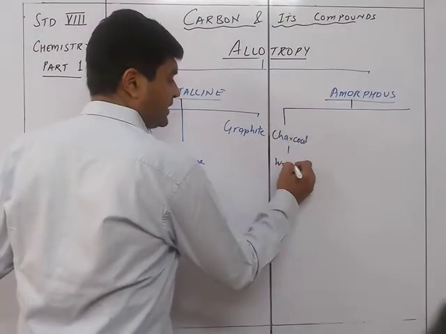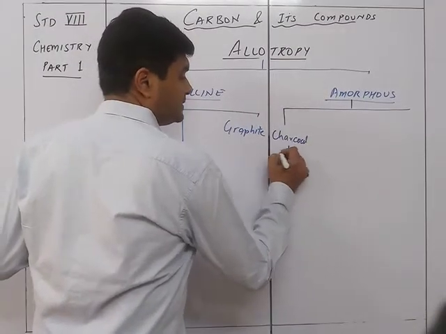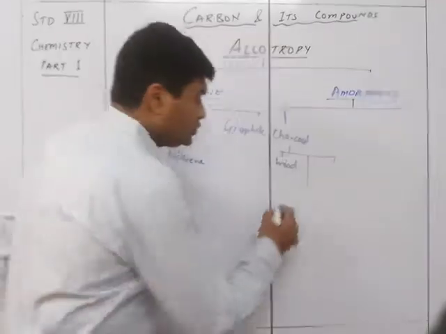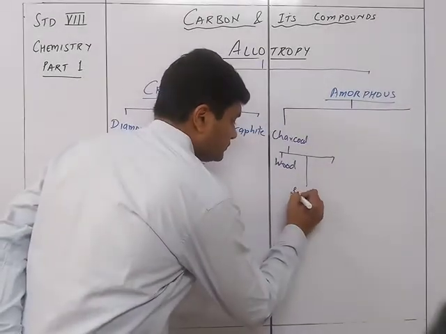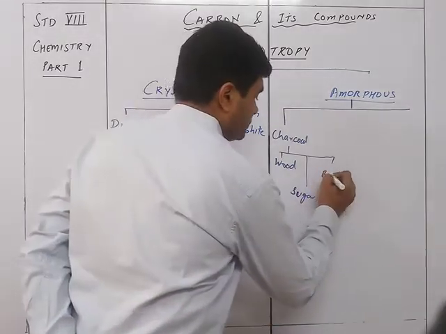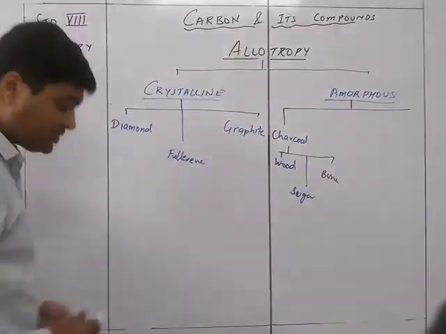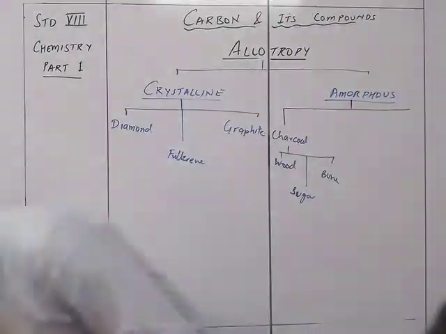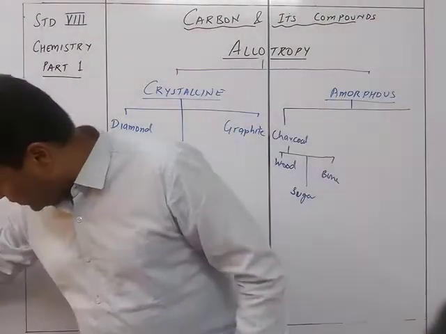First is the wood charcoal. The second one is the sugar charcoal. And the third one is bone charcoal. So these are the different kinds of charcoal which are present. Now we will learn in detail about the different kinds of charcoal.